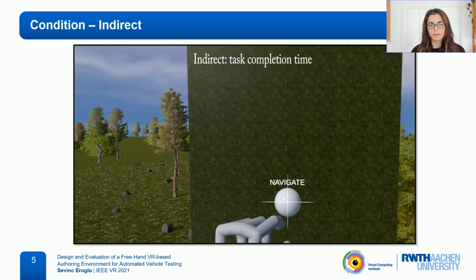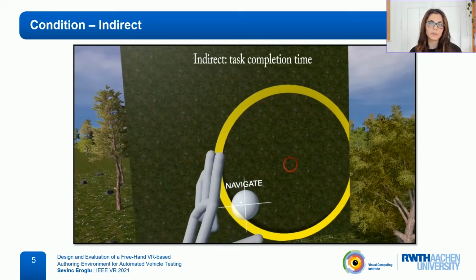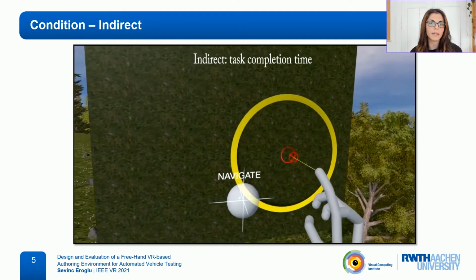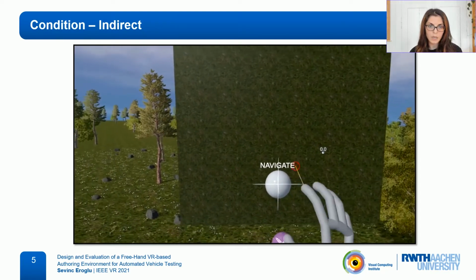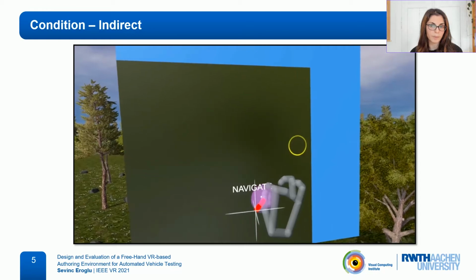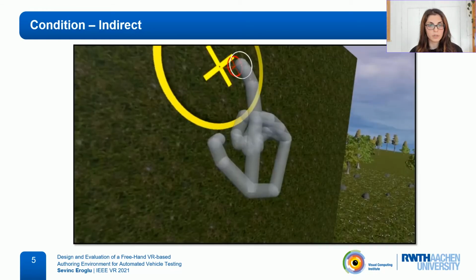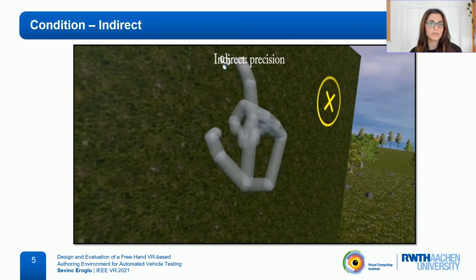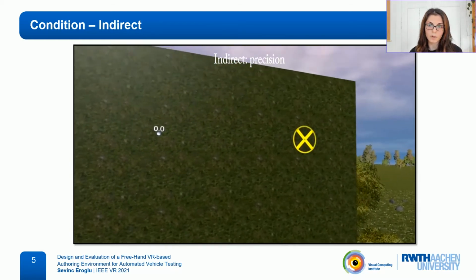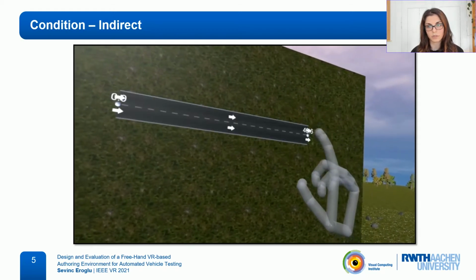Regarding task completion time, the task is to add a sequence of control points onto predefined locations while being as fast as possible. To achieve this, both selection and navigations have to be performed. Regarding the precision task, participants were instructed to be as precise as possible for adding the control points without time restriction.